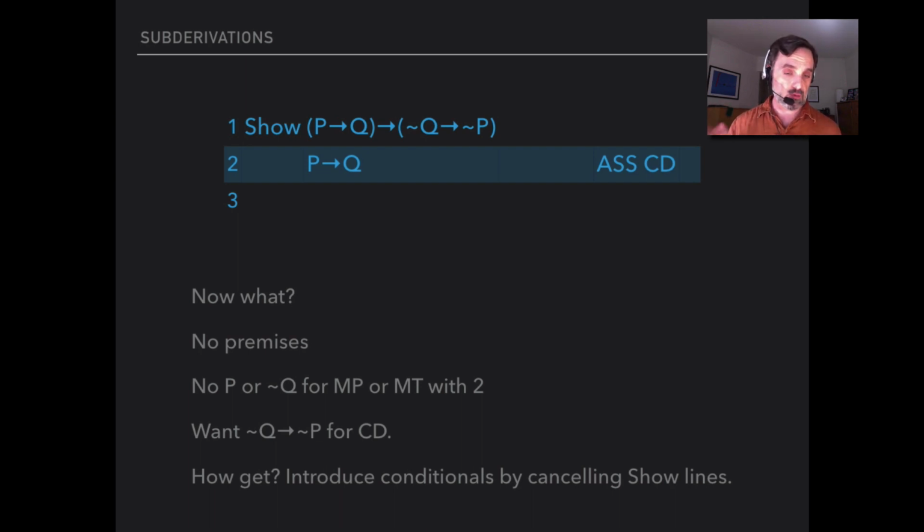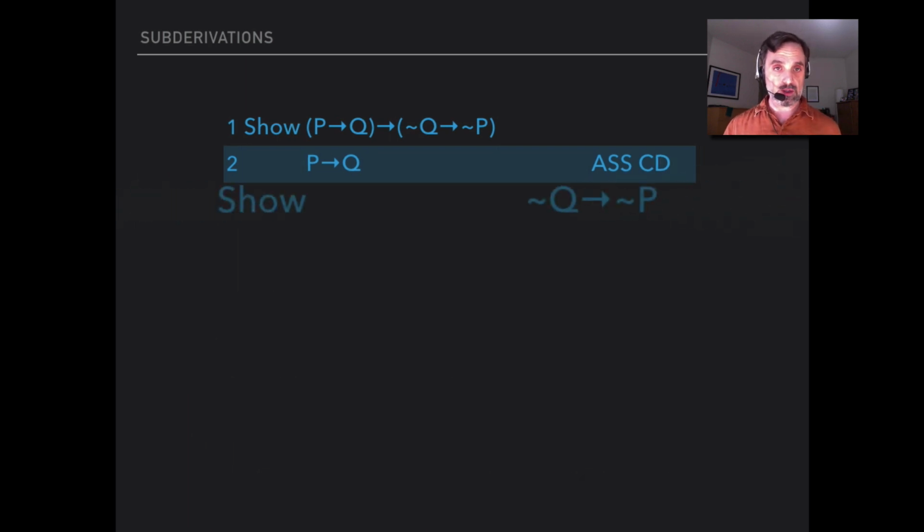It's just not obvious how we could get if not Q, then not P, even if we had the material for modus ponens or modus tollens. So what should we do? Well, here's what we should do. We should say show if not Q, then not P. We should say show not Q, only if not P.